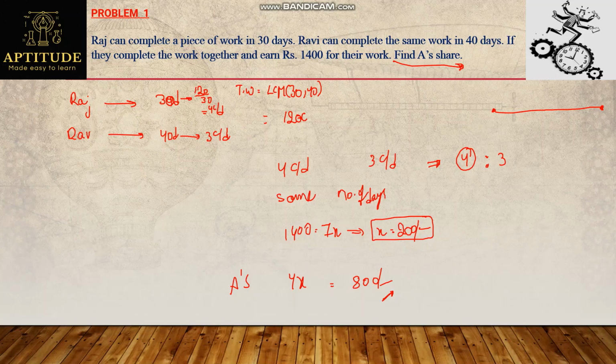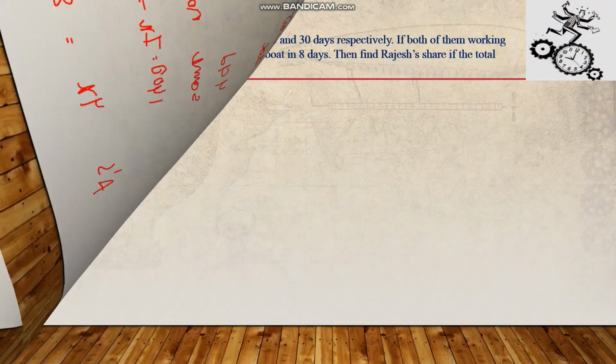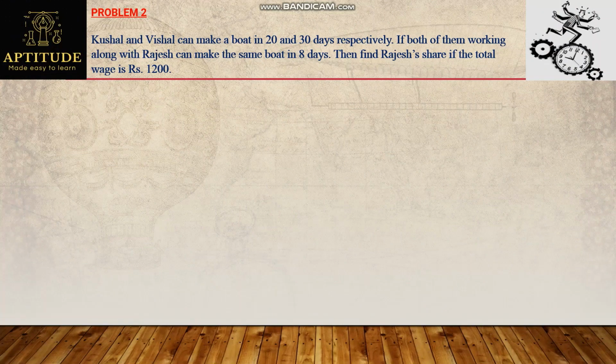And let's solve one more question. Yeah, here is a question. Kushal and Vishal can make a boat in 20 and 30 days respectively. If both of them working along with Rajesh can make the same boat in 8 days, then find Rajesh's share if total wage is 1200 rupees.